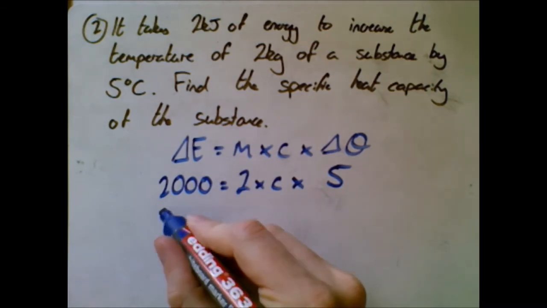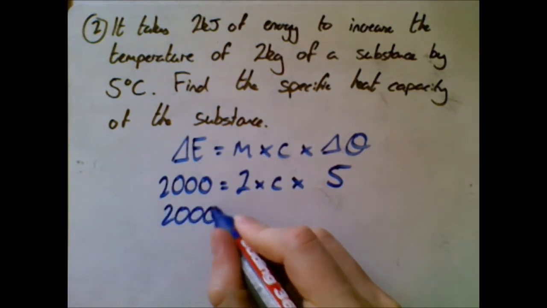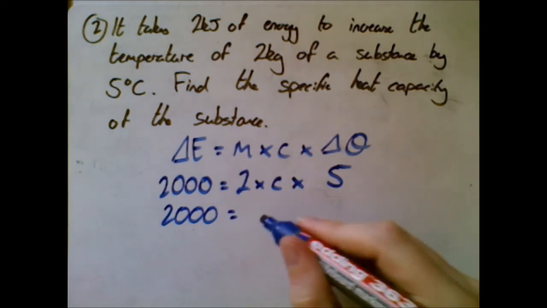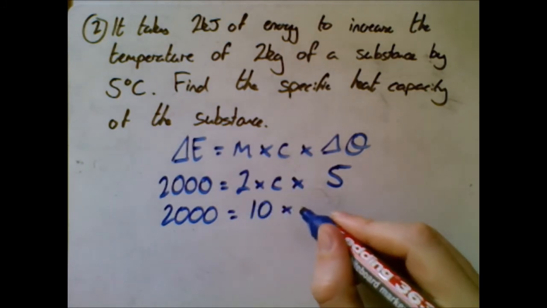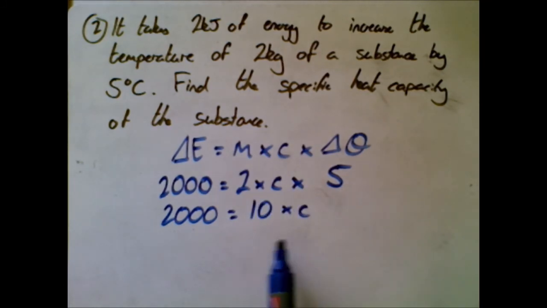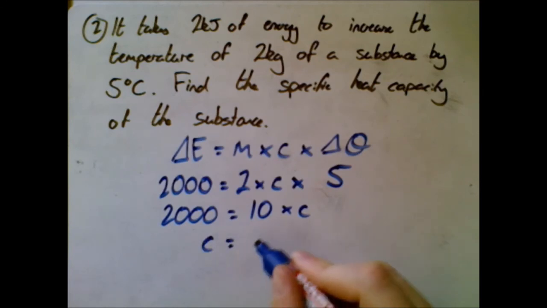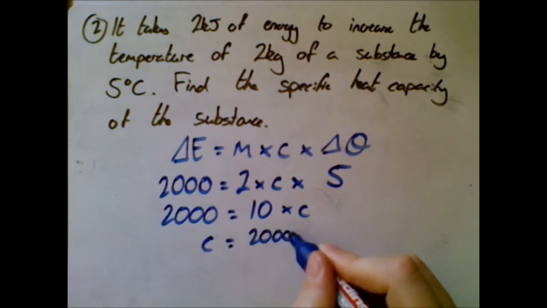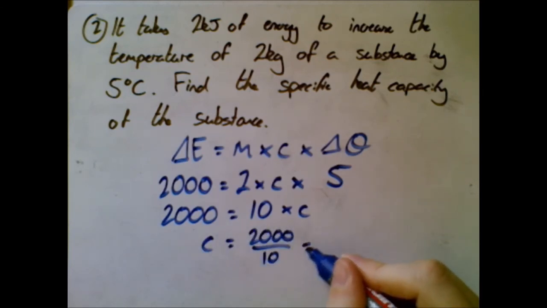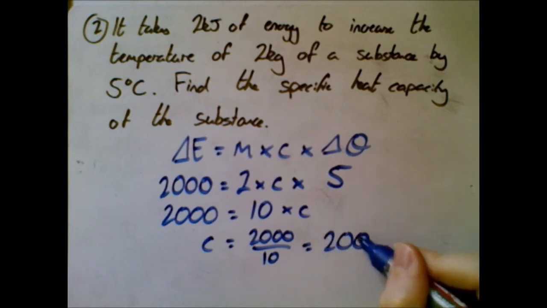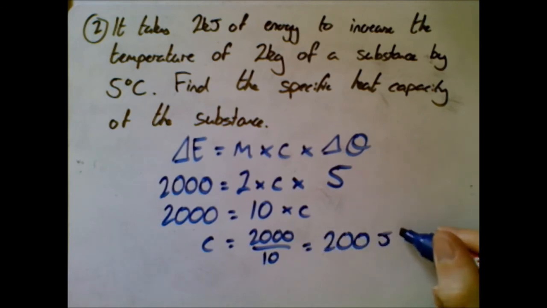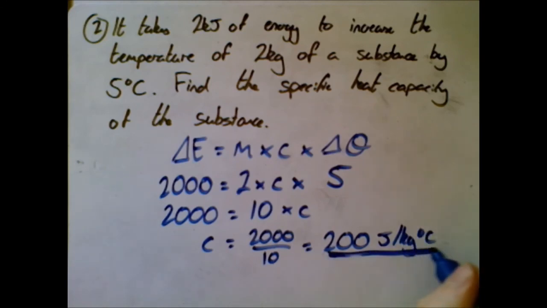Okay, usual thing here then, we're going to simplify. So if we look on the right hand side, we've got 2 times 5, which is 10 times C. So to find our specific heat capacity, we're going to divide both sides by 10. And so that gives me an answer of 200. And then remembering our unit, joules per kilogram degrees C. And there's our answer. Right, so hopefully you can see then where we're coming from here.